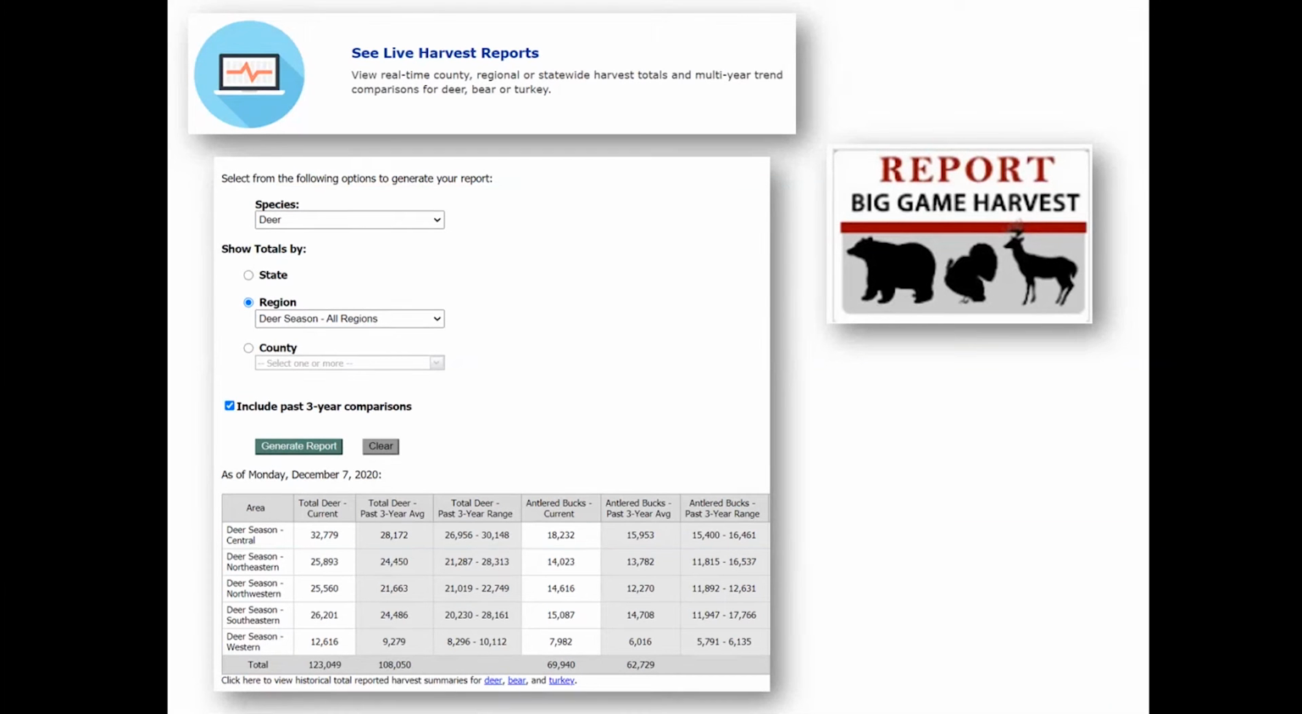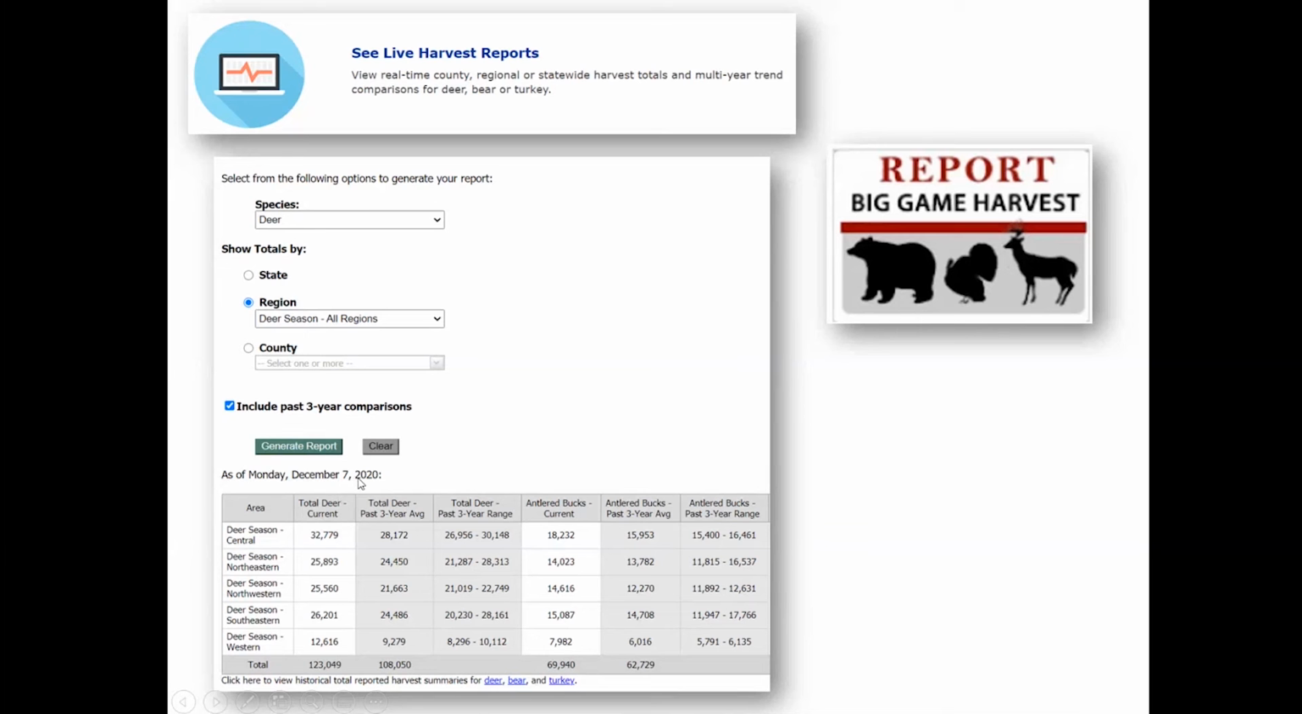And one of the really unique things about our reported harvest system, it's fairly new. Anybody, whether you're a commissioned employee or not, anybody can go to our website and look at real-time live harvest reports at any point during the season. I use this quite a bit. You can look at data at the county level or at the region level. And what's really nice is you can compare this year's harvest to the prior 3-year average, and also the 3-year range, to get an idea of where we're at with our harvest.